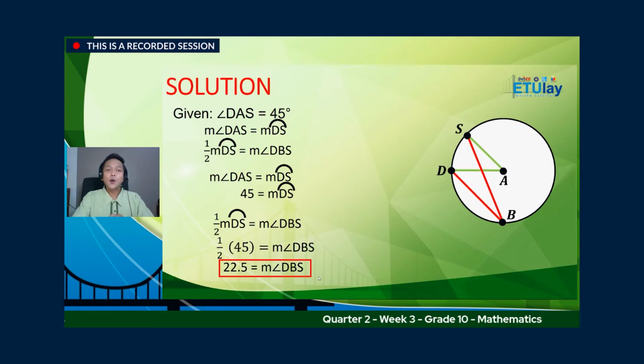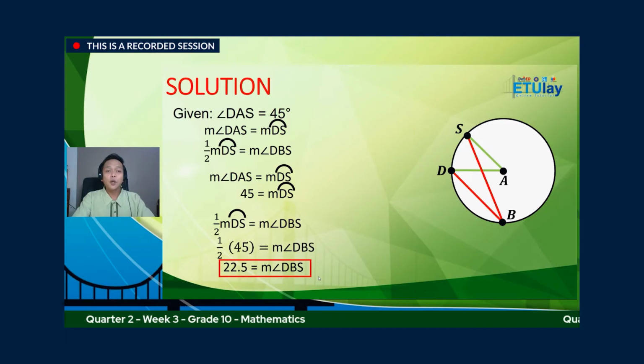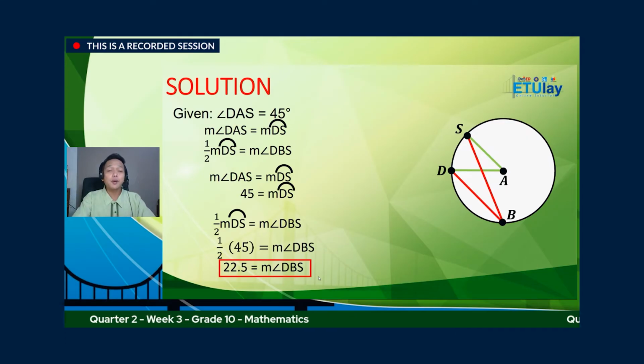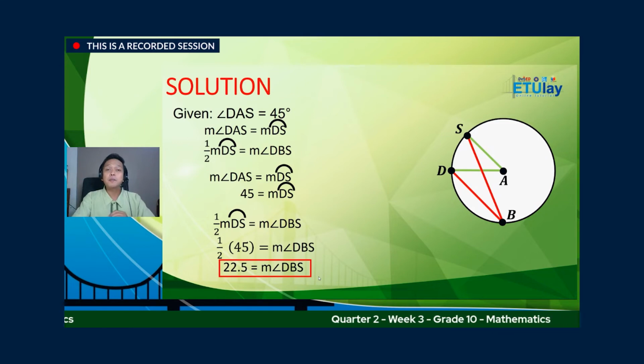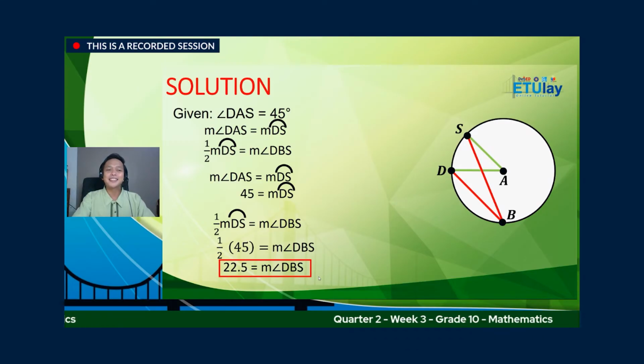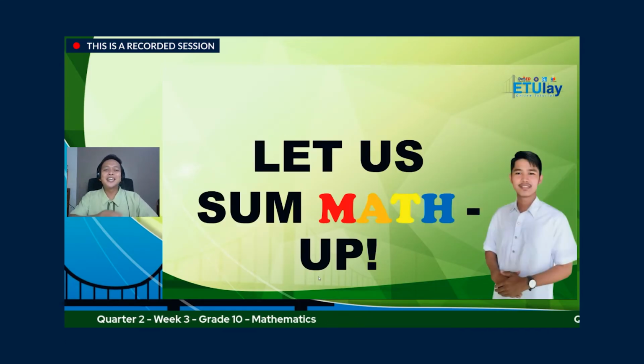And for our solution, we will have the measurement of angle DAS is equal to the measure of arc DS, wherein that is 45 degrees. Therefore, our arc DS is equal to 45 degrees. On the other hand, 1/2 daw ng measure of arc DS is equal to the measurement of angle DBS. So therefore, we just simply divide 45 by 2, and that will give you the result of 22.5. And that is the measurement of angle DBS. Nakuha ba? Mas galing!